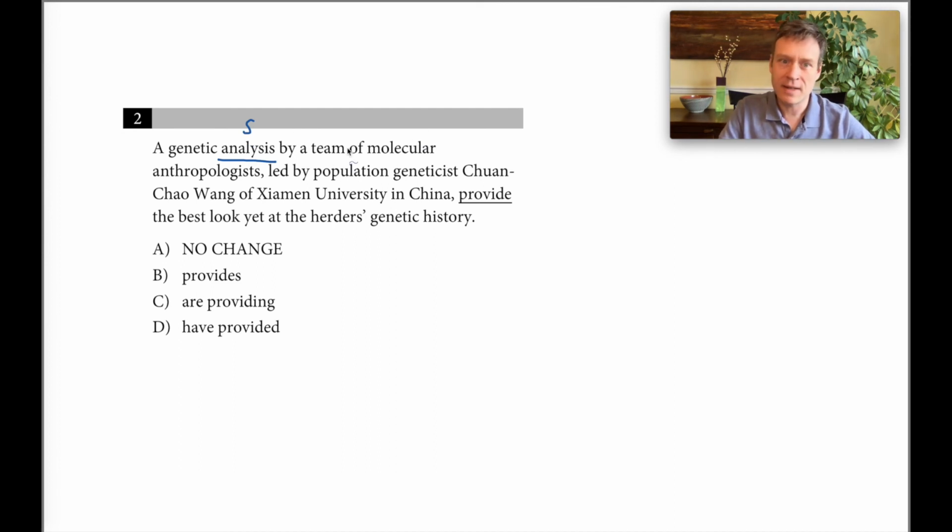Part of the reason I know that it's analysis and not anything else, well, for one, by is a preposition, so by a team, that's a prepositional phrase, I can get rid of that. Of is a preposition, so of molecular anthropologists, I can also get rid of, that can't be the subject. And then all of this, you notice a comma here and a comma here. This is some kind of non-essential phrase telling us more about the team, but this is not something that's going to be the subject of the sentence. And so the only noun that's left is analysis.